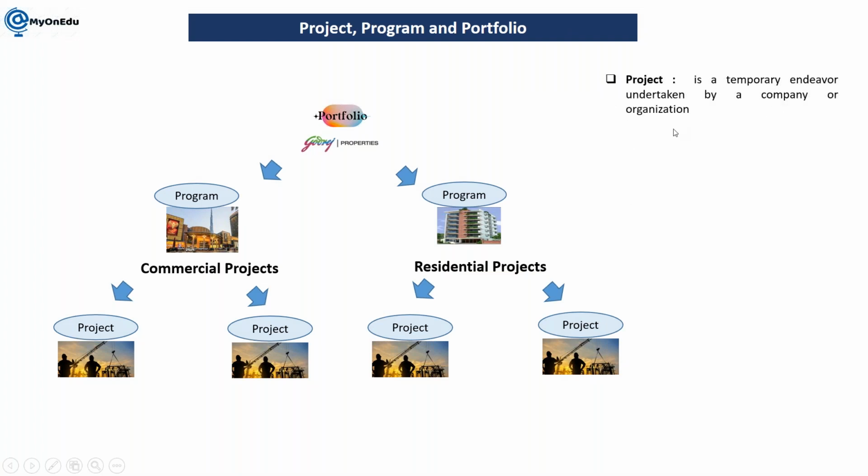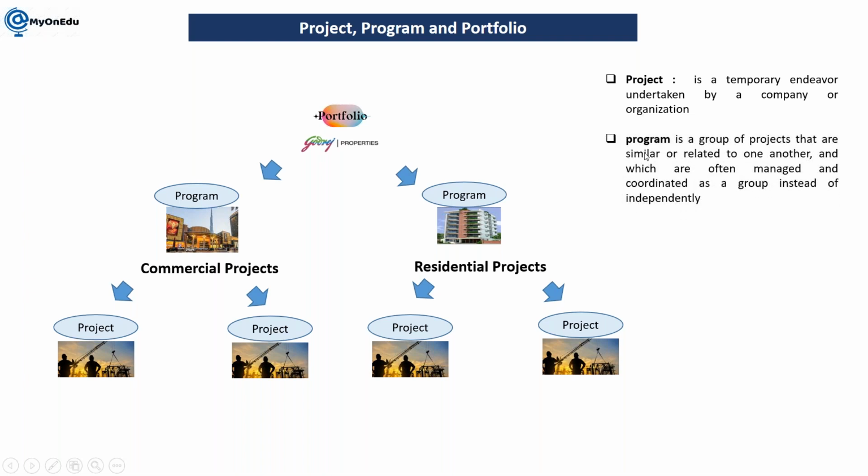So a project is a temporary endeavor undertaken by a company or organization. We'll go into detail on what a project is. A program is a group of projects that are similar or related to one another and which are often managed and coordinated as a group instead of independently. So in the same example, when we say the SAP program, all the projects will be executed by a group of consultants, a group of experts, and they will work in a coordinated way.